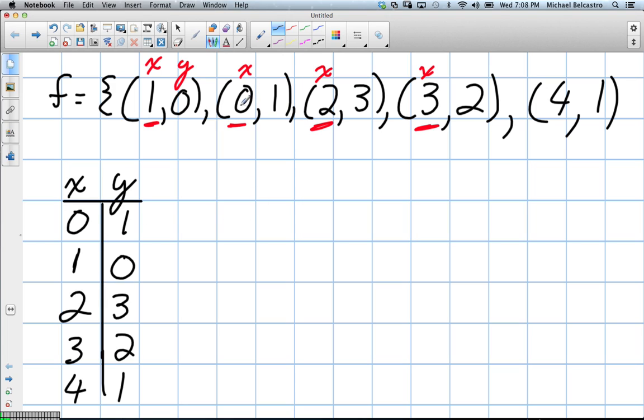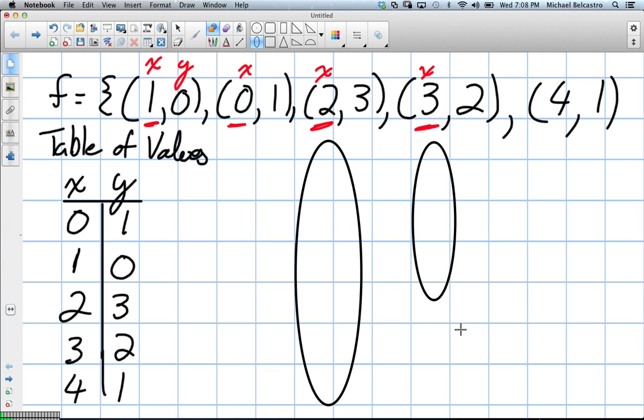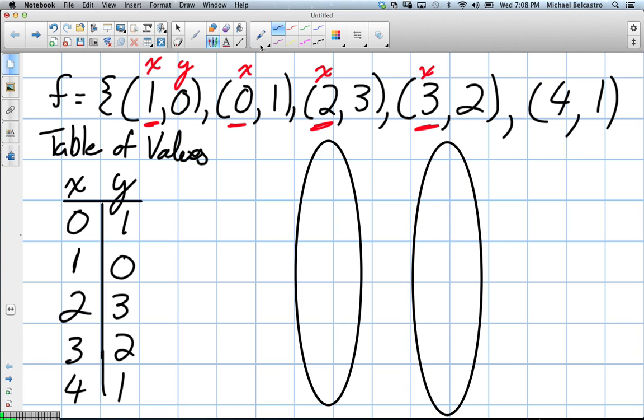The next thing they represent, and this is just a different way to represent something. So here's our table of values, okay? Table of values. Another way they may represent it is a mapping diagram. So it's going to look something like this. And you really don't use too many mapping diagrams. In fact, your teacher might not even go into it.